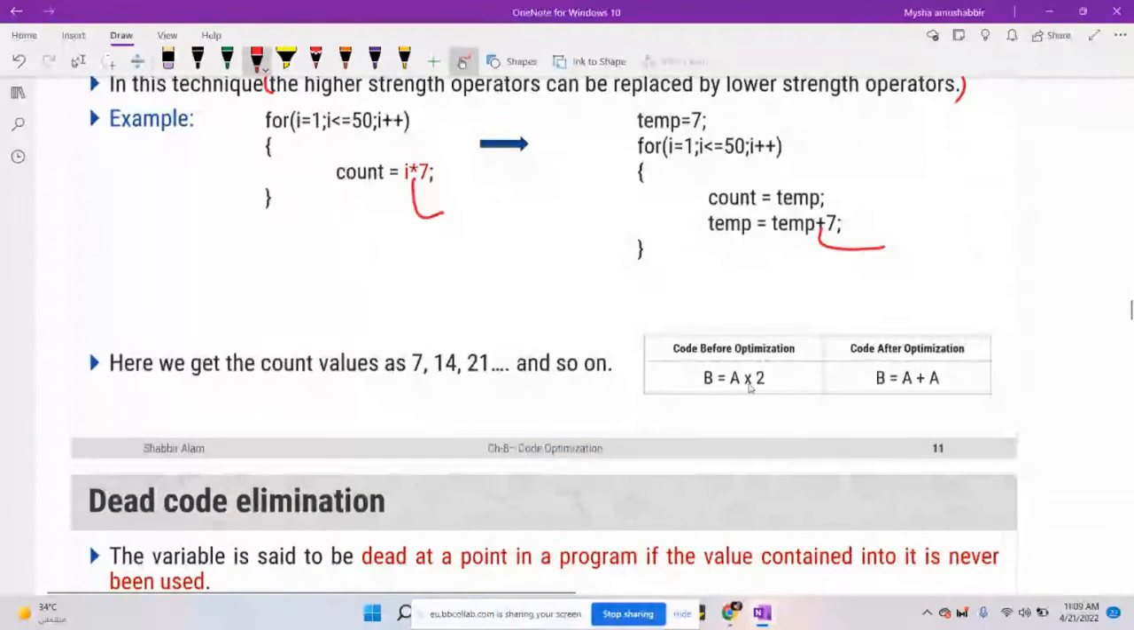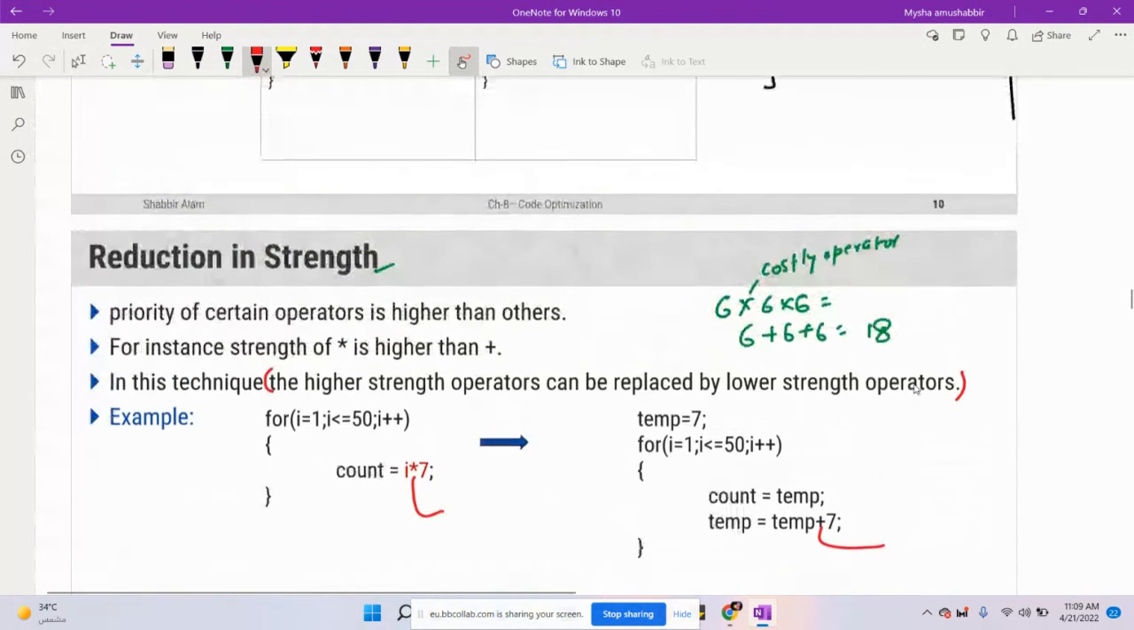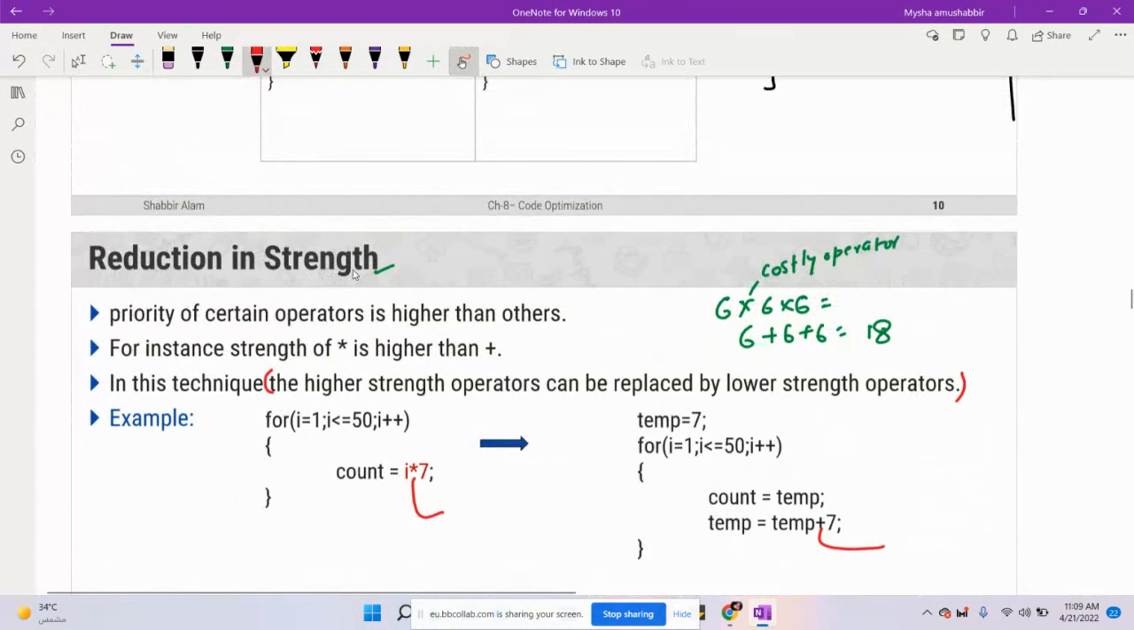Another example: here A multiplied by 2, you can change to A plus A. This is the same. Suppose the value of A equal to 3. What is the answer of this? 6, 3 into 2 is 6. And what is the answer of this? 6, 3 plus 3 is 6. So here multiplication is changed into plus. This is slower code, and this is faster code. The name of this technique is reduction in strength.